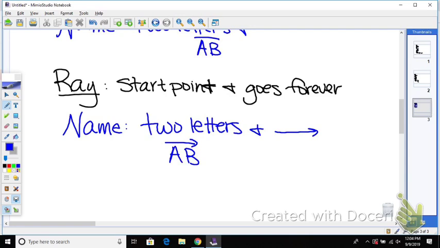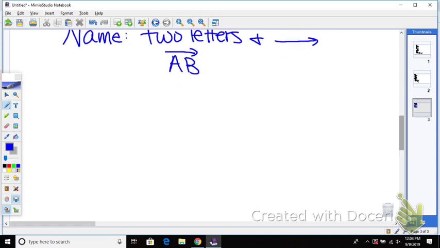Okay, here are your 2 vocab words, and then we're going to draw these and name them. Vocab word number 1 is collinear. Go ahead and write it down, and then we'll talk about it. Collinear.